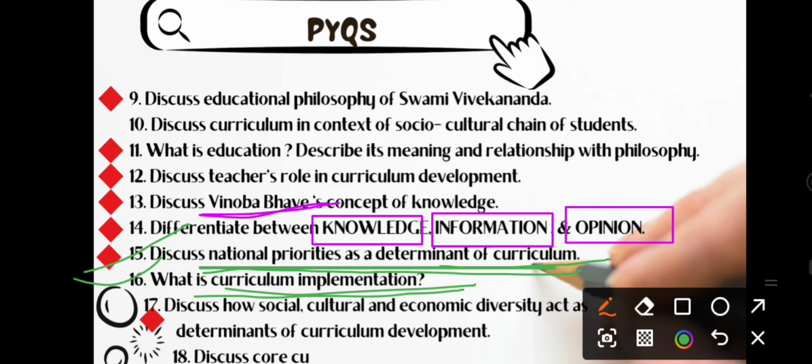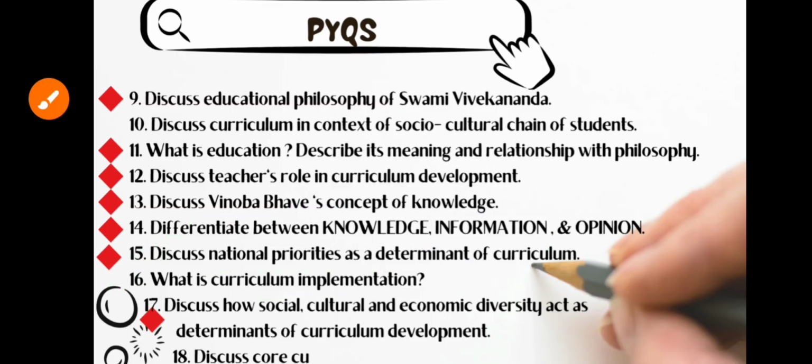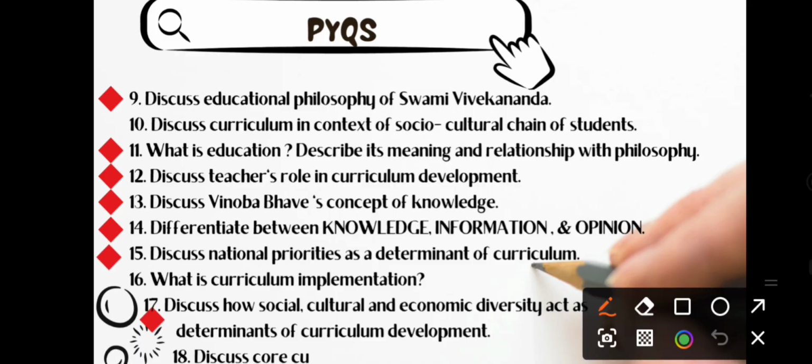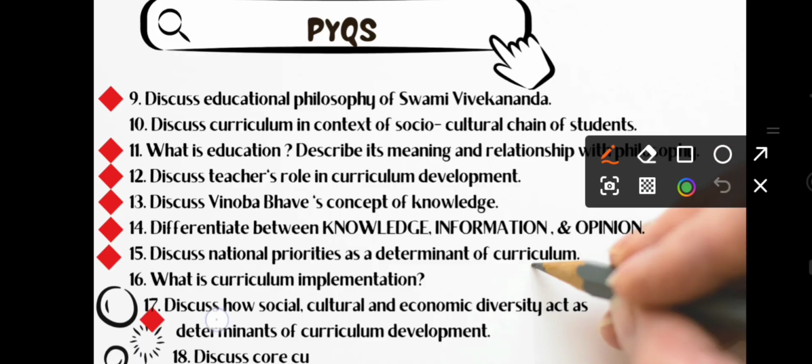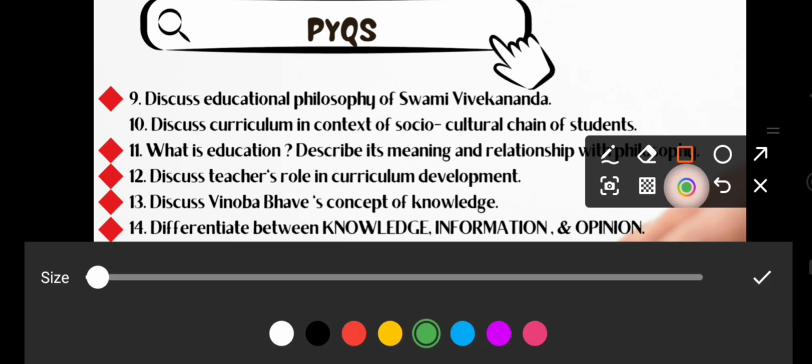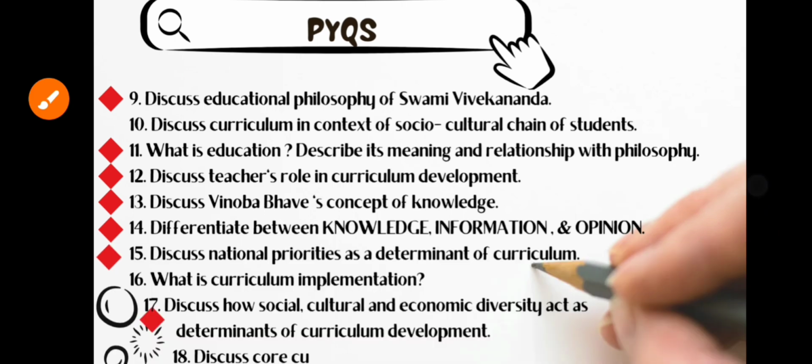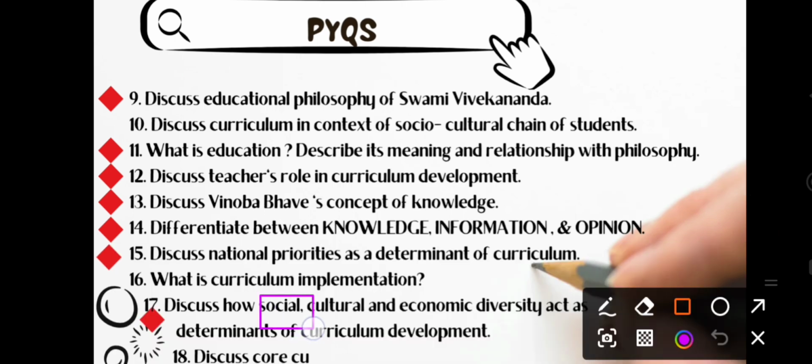Okay. In this paper we have to keep in mind curriculum implementation in regards to the school. Okay. Moving to the next question, question number 17, describe how social, cultural, economic diversity act as determinants of curriculum development. Okay. So as I stated earlier, there are many determinants of curriculum. So basically here we have to explain cultural, social, economic diversities as determinants of curriculum development.